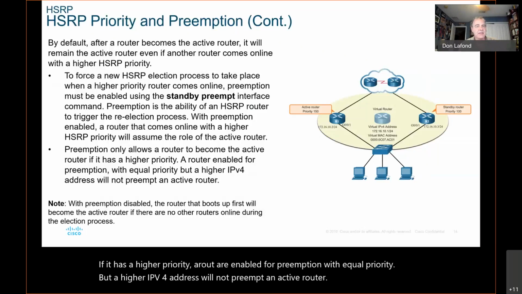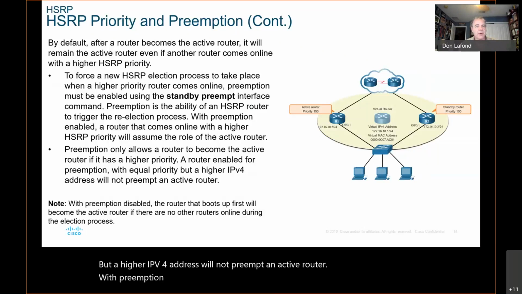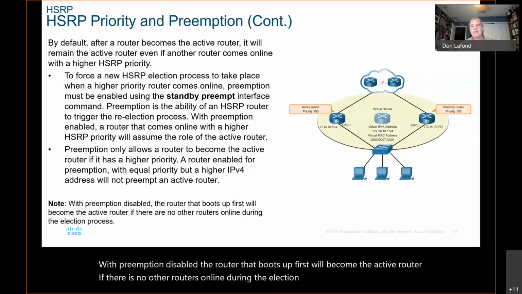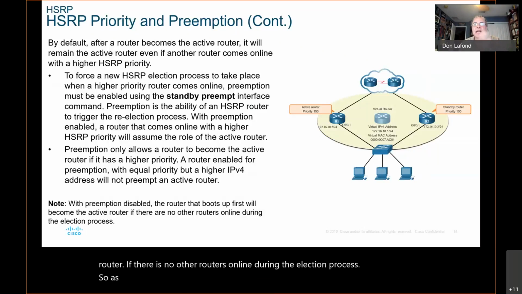With preemption disabled, the router that boots up first will become the active router if there are no other routers online during the election process. So as you can see here, we have an active router with a priority of 150, and a standby router that only has a priority of 100.